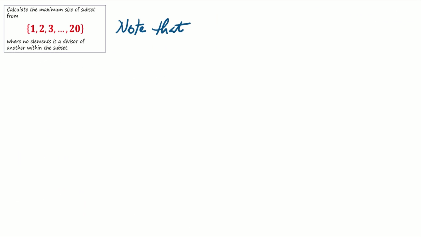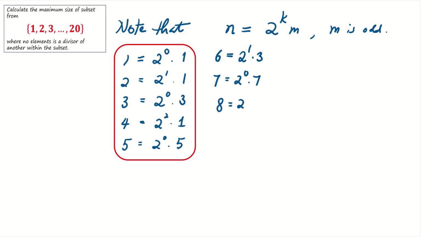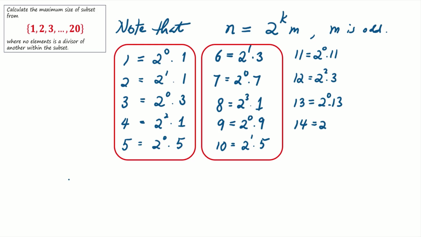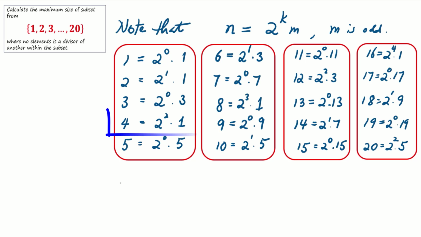Now, let's dive into the combinatorial argument. Any positive integer can be expressed as 2 to the power of k times m, where m is an odd number. Let's apply this representation to the integers from 1 to 20. For instance, 4 is 2 to the power 2 times 1. 10 is 2 to the power 1 times 5. 13 is 2 to the power 0 times 13. And 18 is 2 to the power 1 times 9.